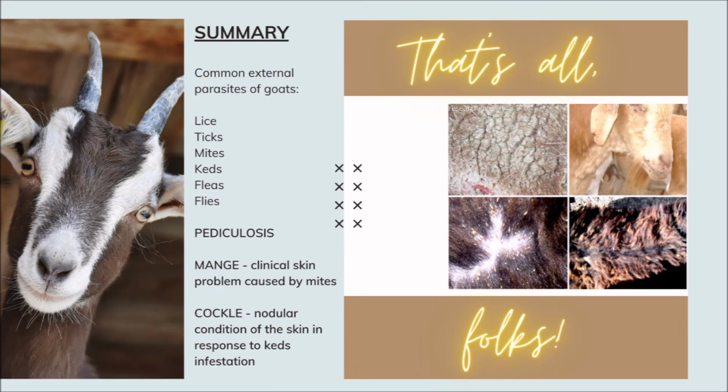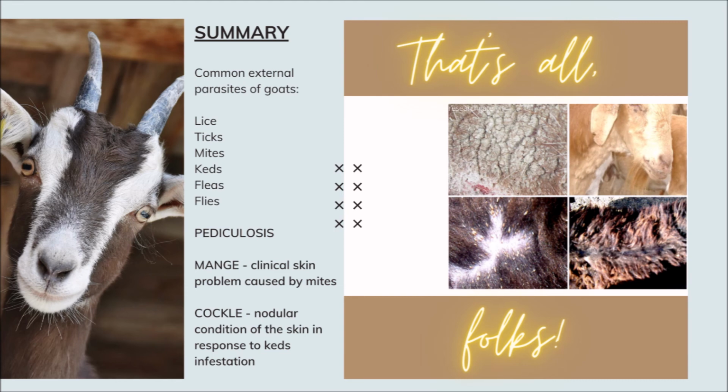That's all, folks. I hope you learned something from this short lecture. And to summarize our lecture part 2, mites and keds, here are the other external parasites for goats. Lice and ticks were discussed in part 1. We discussed in this part 2 the mites and keds. And for the next part 3, we're going to discuss fleas and flies.